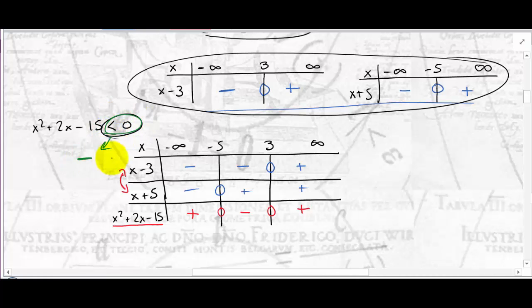Negative means a negative sign. It's negative right here. Where is right here? Between negative 5 and 3. So I can read directly in my sign chart, the solution is between negative 5 and 3. Okay? This is very quick if you can factor your expression. Let's go over an example from my notes.